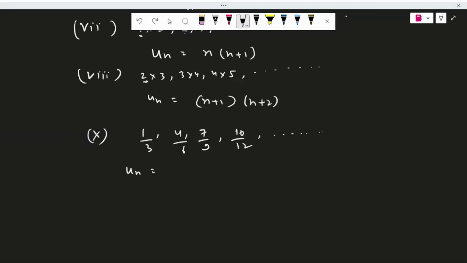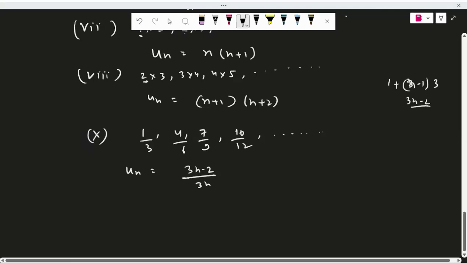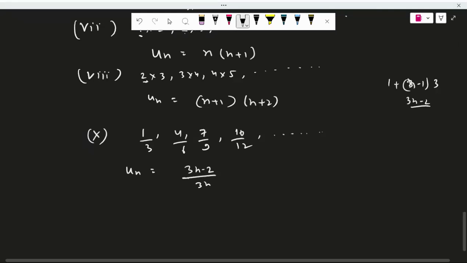It's (3n minus 2)/3n. How did you get it? I just looked at the top row and the bottom row separately, and for the bottom one, it's 3n. And for the top one, it's 3n minus 2 because it increases by 3. Yes, this will be the answer, (3n minus 2)/3n. Did you get the same? Yep.